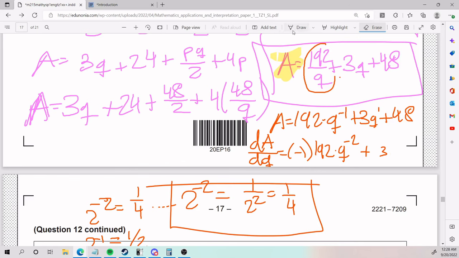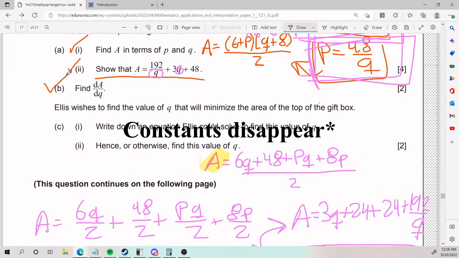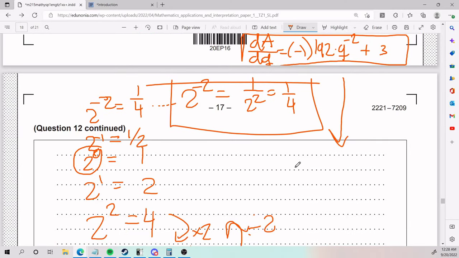For the last one, we have plus 48. It's a constant, so it stays like that, see? Anyways, that is the answer for part B. See, if you want to leave it super fancy, it would be like this. You put negative 192, you put the q back on the bottom, and you do plus 3 over there. See, that is for part B.